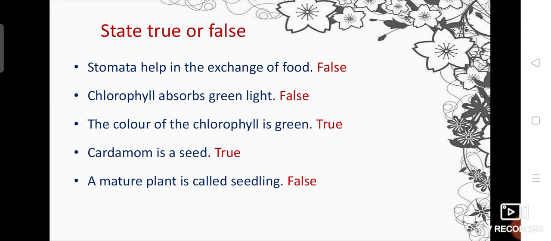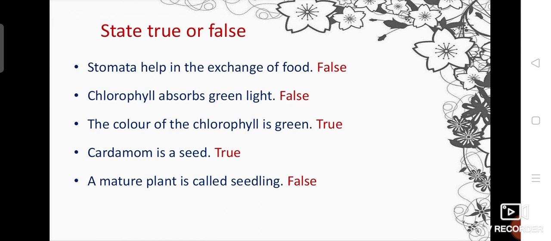First one, stomata help in the exchange of food. This is false. Why? What do you mean by stomata? Stomata are nothing but tiny pores present on the leaf, isn't it? I told you, very small holes will be present in the leaf. That is called stomata. Stomata help in the exchange of gases, that is carbon dioxide and oxygen.